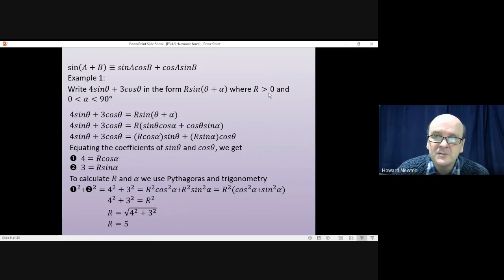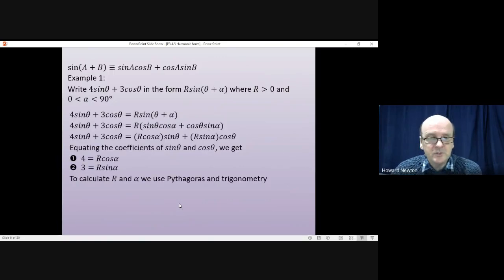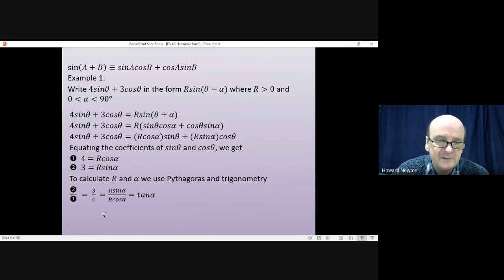And we've been told r is greater than 0, so we always just take the positive value. r is plus 5. To find alpha, we use a little bit of trigonometry. We divide the second equation by the first one. 3 divided by 4 on the left-hand side, and r sine alpha divided by r cos alpha on the right-hand side, which again simplifies to tan alpha. To find alpha, we do inverse tangent of 3 divided by 4, and that gives us 36.9 degrees.